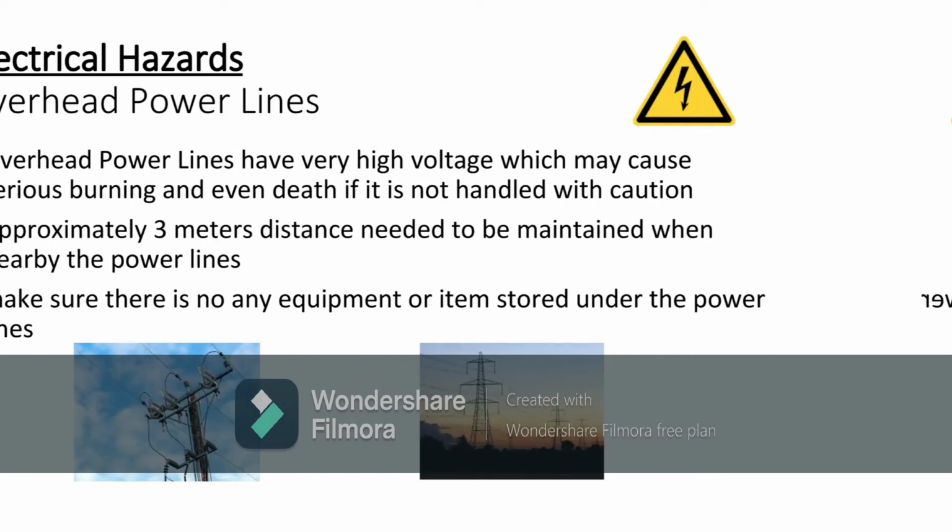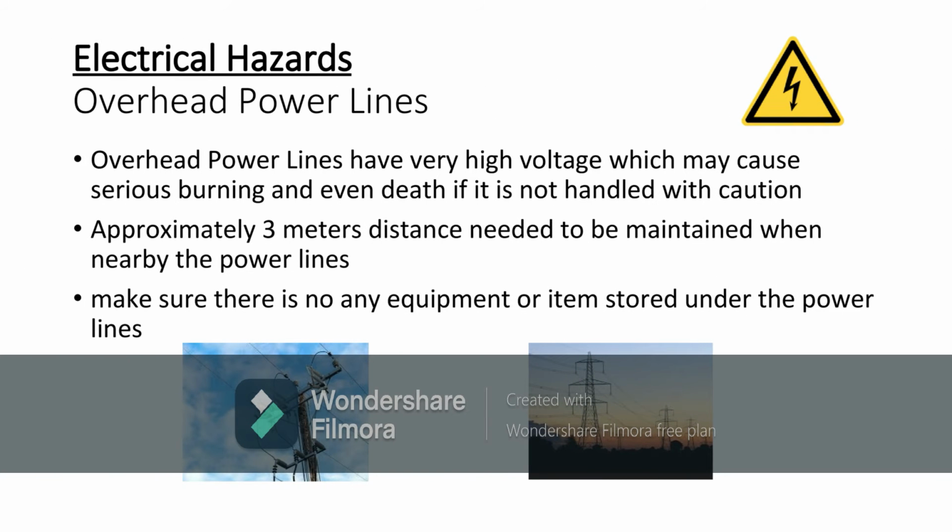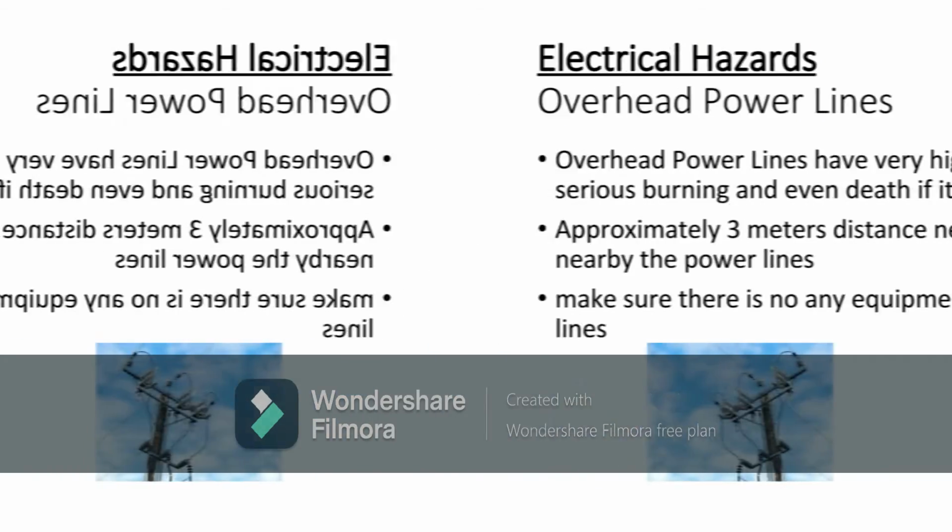Electrical hazards. The first hazard is the overhead power lines. Overhead power lines have very high voltage which may cause serious burning and even death if not handled with caution. Approximately 3 meters distance needs to be maintained when nearby the power lines. Make sure there is no equipment or item stored under the power line.